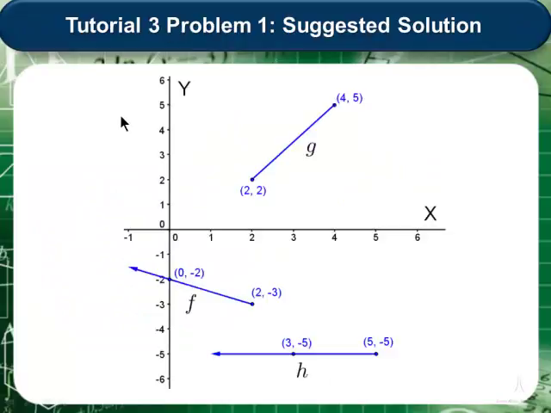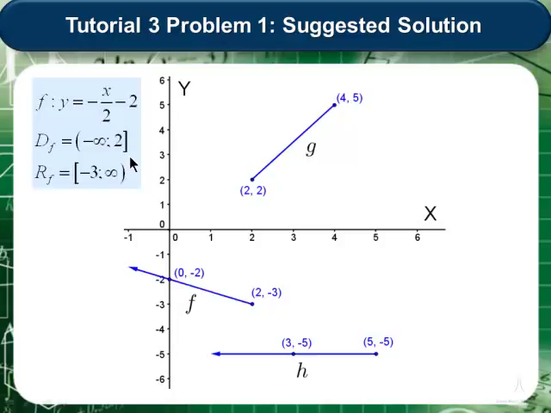Let us look at a suggested solution to problem 1 of tutorial 3. We are given the 3 sketches here. Let us look at the relation f first, the defining equation. To find that, you clearly see the y-intercept is given as minus 2. It is easy to see that the gradient will be negative, and you can easily, by using these 2 points, find delta y and delta x, and you'll find that the gradient is therefore minus a half.